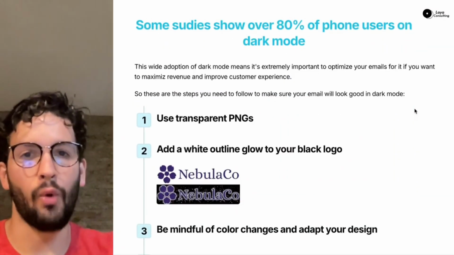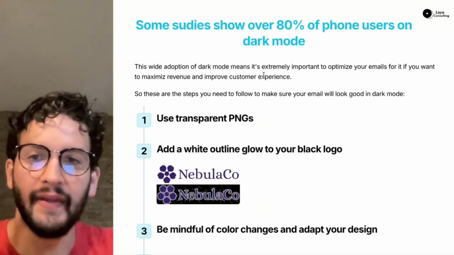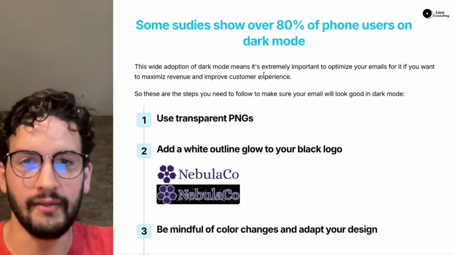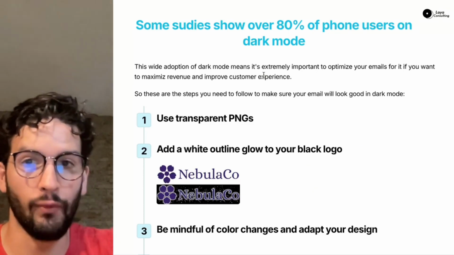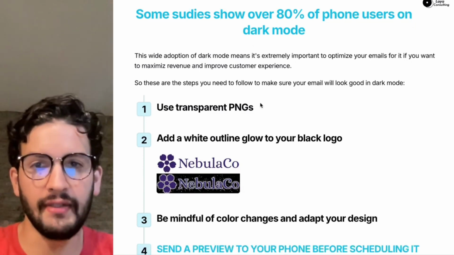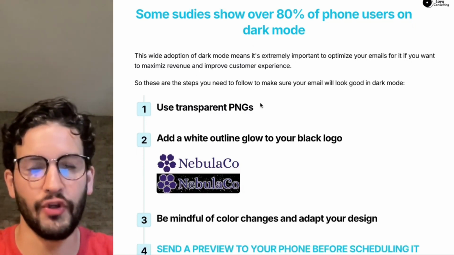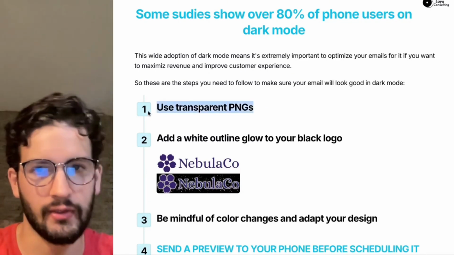Some studies show over 80% of phone users use dark mode. This wide adoption of dark mode means it is extremely important to optimize your emails for it if you want to maximize revenue and improve your customer experience, right? So these are the steps that you need to follow to make sure your email will look good in dark mode. First things first, use transparent PNGs.